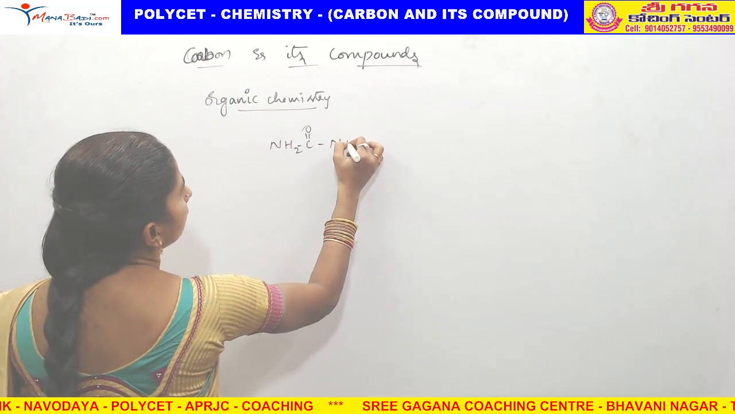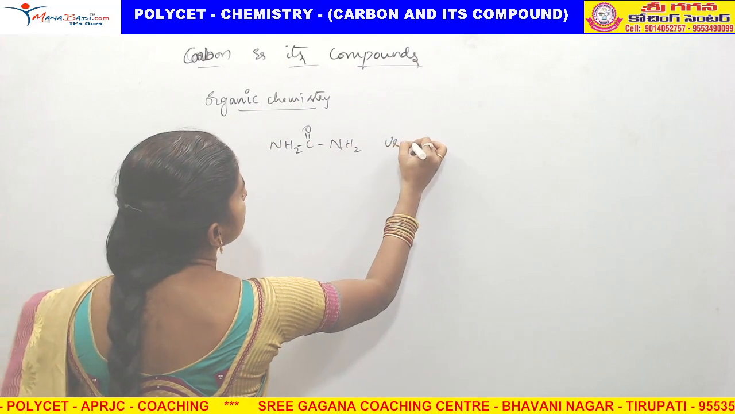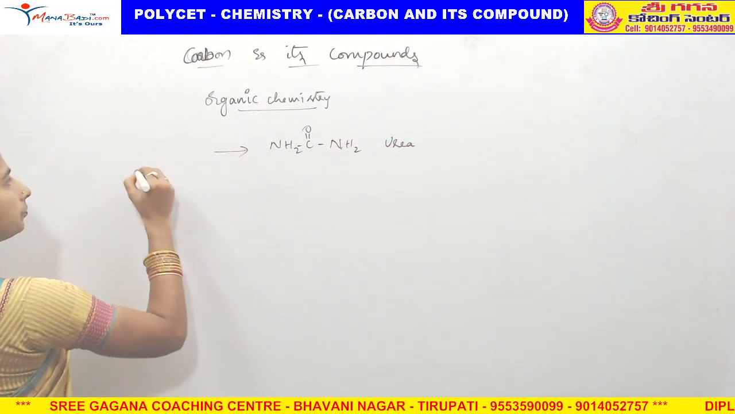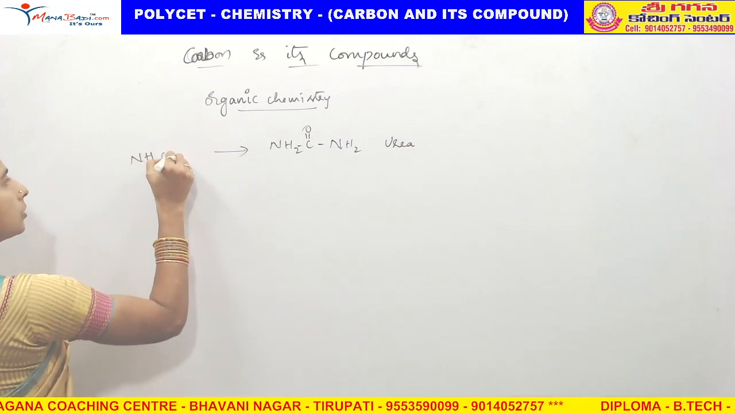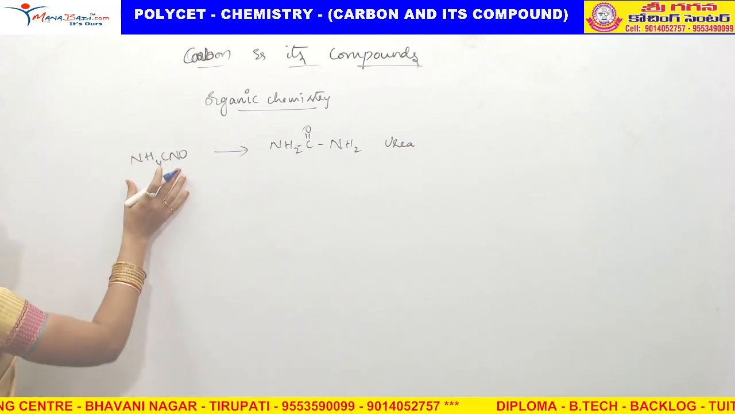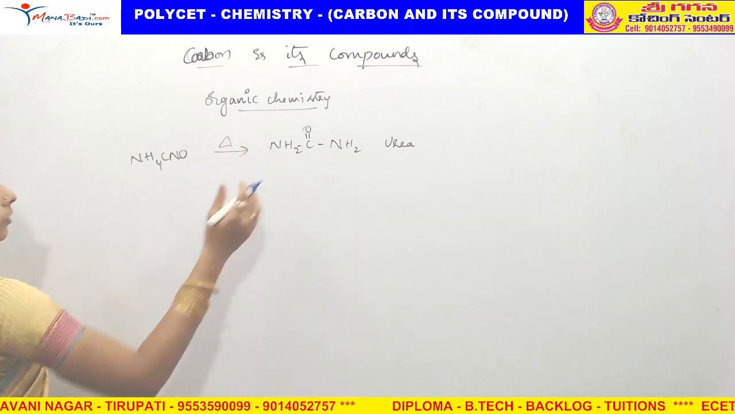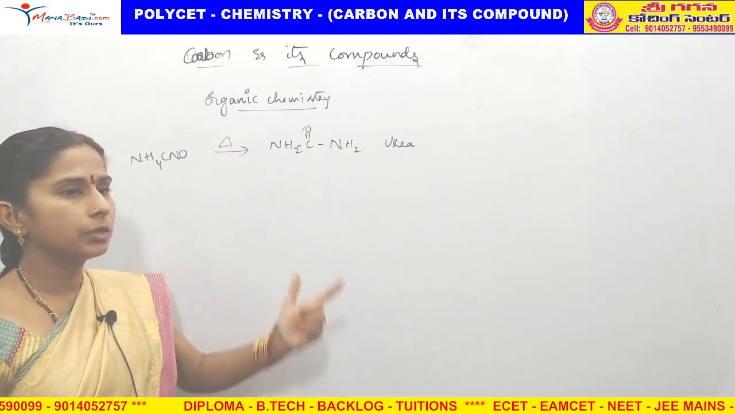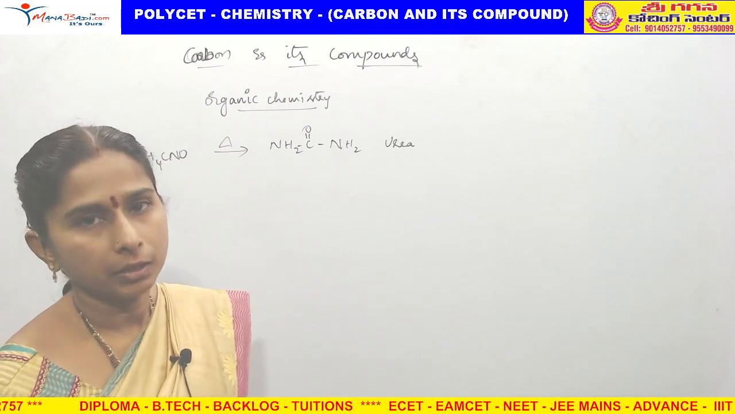NH2 C double bond O NH2. Urea is the first organic compound, which is prepared from NH4CNO, ammonium cyanate. On heating we will get urea. This is the first organic compound which we prepared in our laboratory.